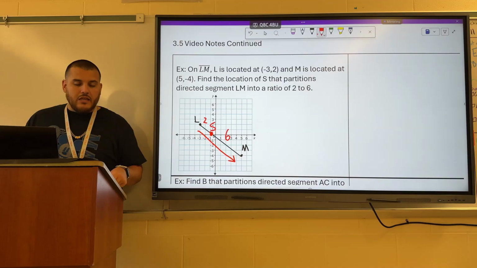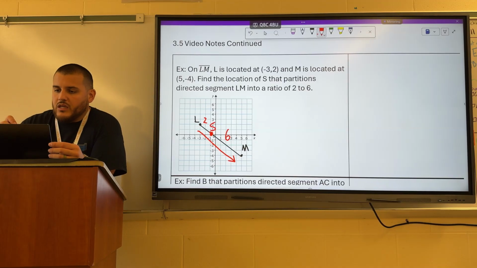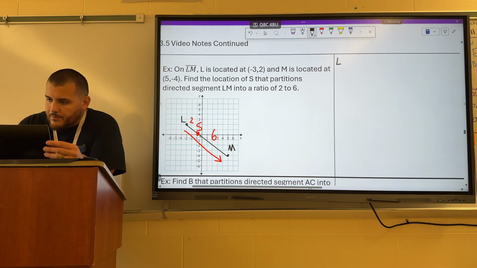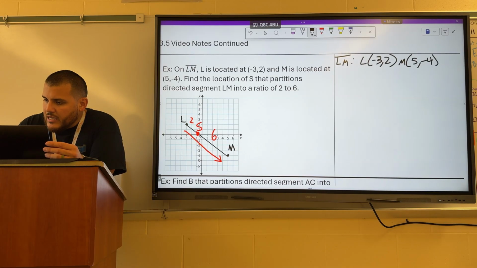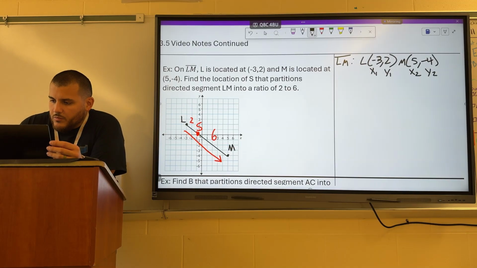So the first thing we're doing, like our previous example, is finding the slope between our locations. So segment LM, we have point L located at -3, +2. We have point M located at +5, -4. And remember, labeling your points allows you to avoid silly mistakes when we plug these into our slope formula, right?